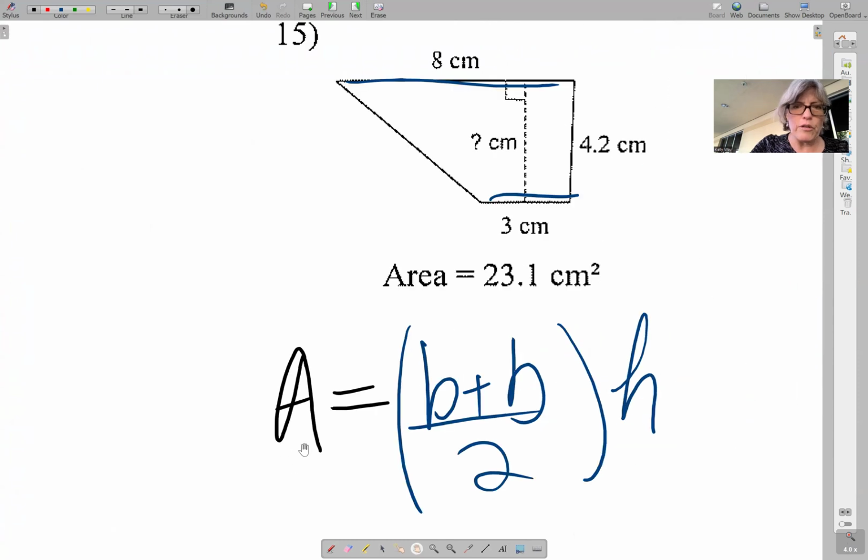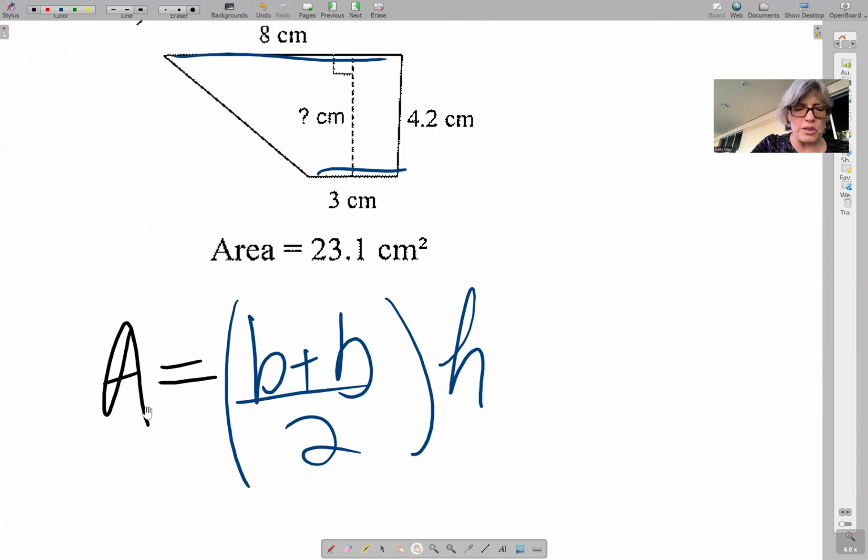Now, careful. It looks like that 4.2 is the height. That is not. There's no right angle there. You've got to watch out for that. That is not the height. Your height is going to be here. And your height is currently unknown.